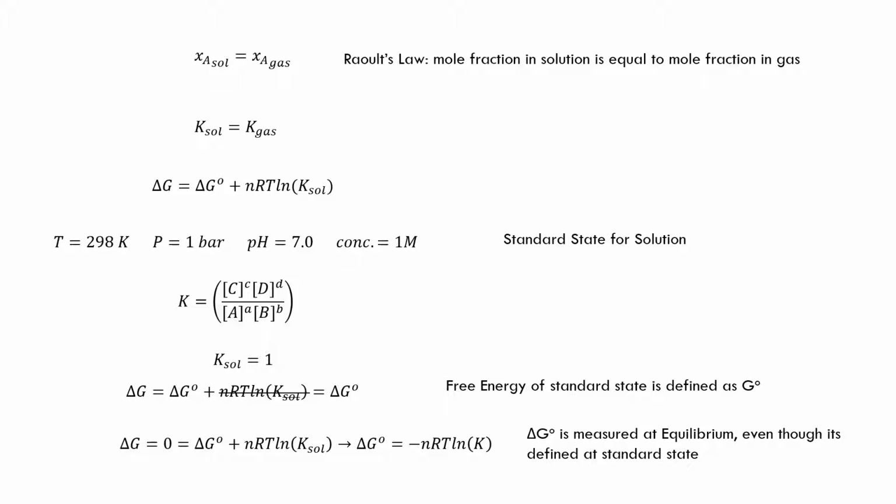Another thing we can look at is delta G at 0. When we do this, we can rearrange the equation to say that delta G naught is equal to negative nRT ln of K. So delta G naught is measured at equilibrium even though it is defined at standard state. It's an interesting way of going about it, but this is how we have to go about solving for the two different pieces, delta G and delta G naught.